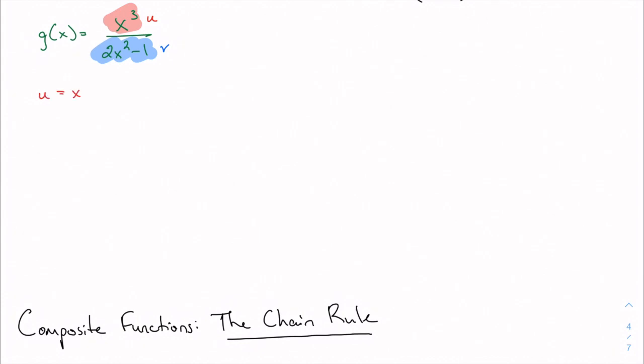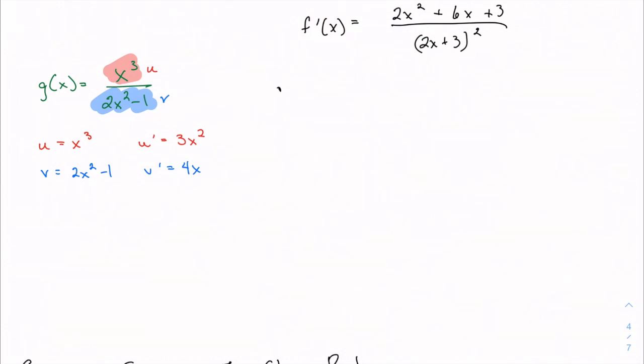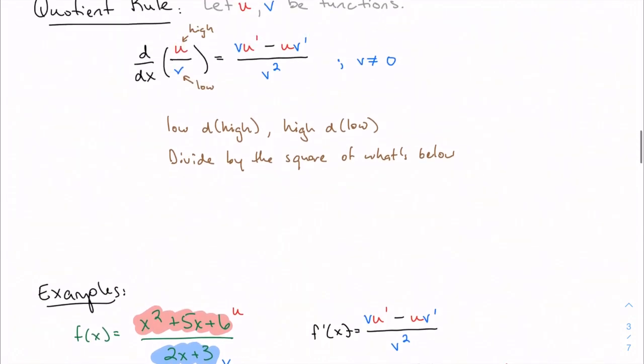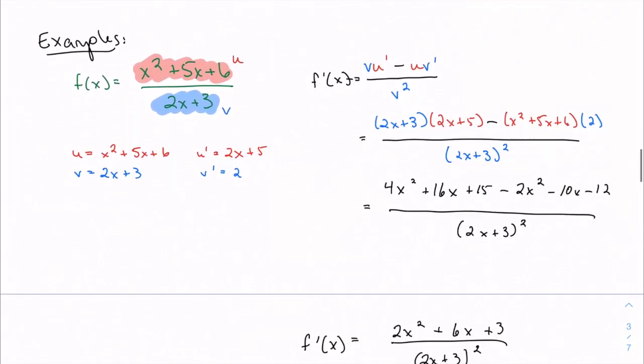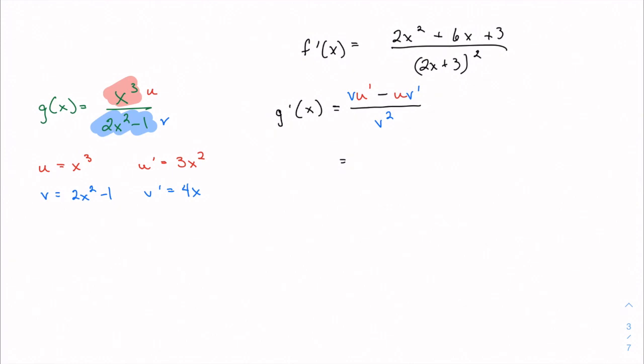So u is x cubed. Of course, my power rule tells me that u prime is 3x squared. V, of course, is 2x squared minus 1, so its derivative is just 4x. And I've got all the pieces I need. So I'm going to copy down my quotient rule again. Where is it? There it is. Let's take this with me again. And I'll plug in where appropriate.